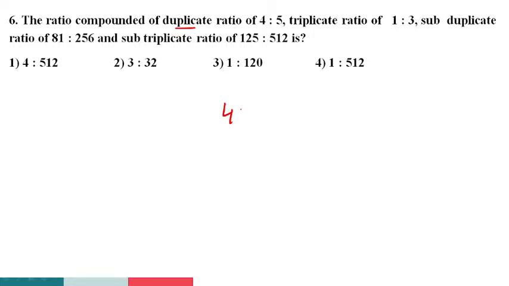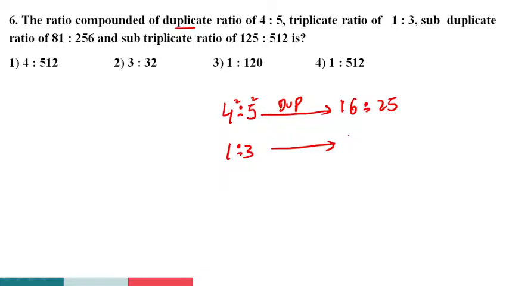Duplicate ratio. 4:5 duplicate ratio is 4 square is to 5 square. 4 square is how much? 16. 5 square is how much? 25. Next, 1:3 triplicate ratio is how much?